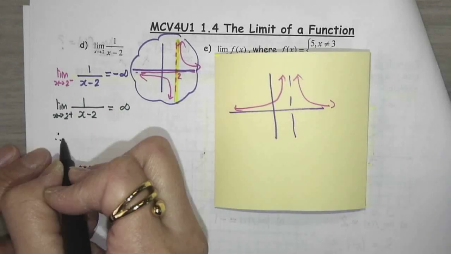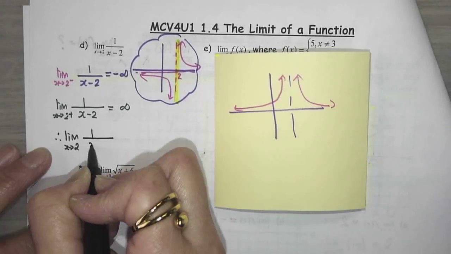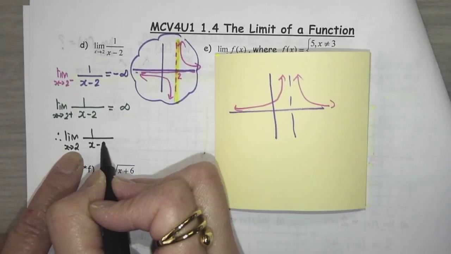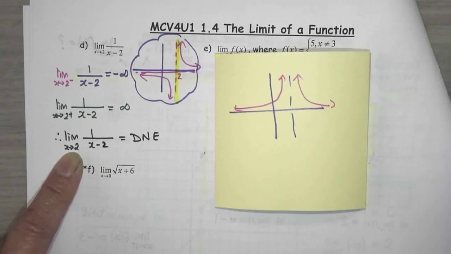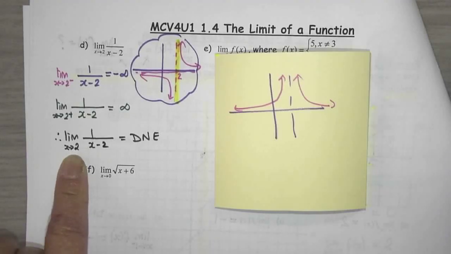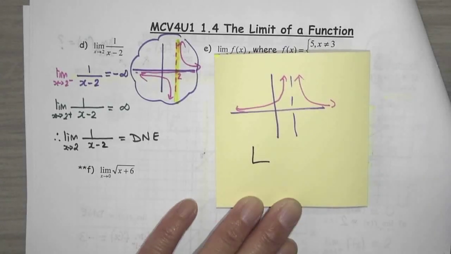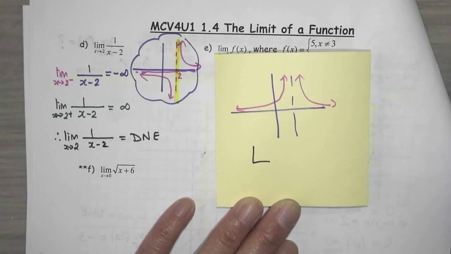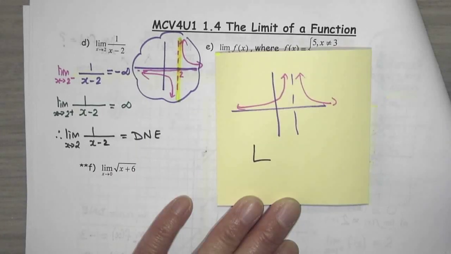So therefore, the limit as x approaches 2 for the whole function, so that means both sides, equals does not exist. It does not exist unless the left and the right, the definition that we did, are approaching the value L, right? We used L to represent the value we're approaching. These are not approaching the same value. That's approaching negative infinity, that's approaching infinity, therefore it does not exist.